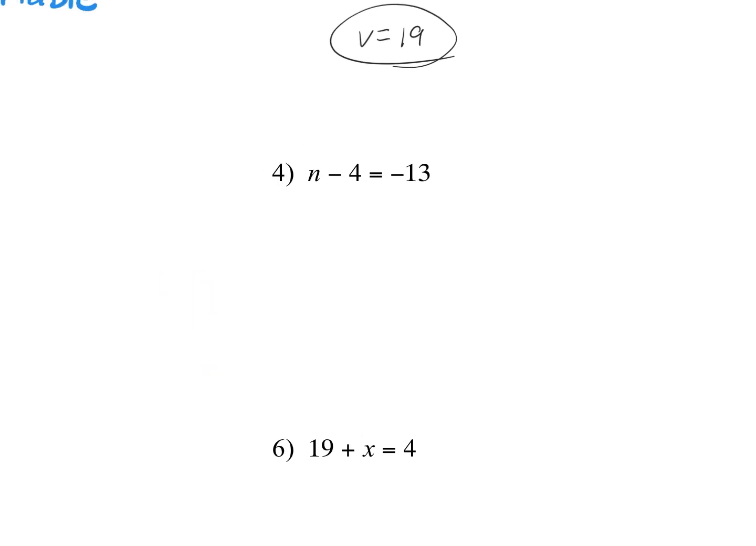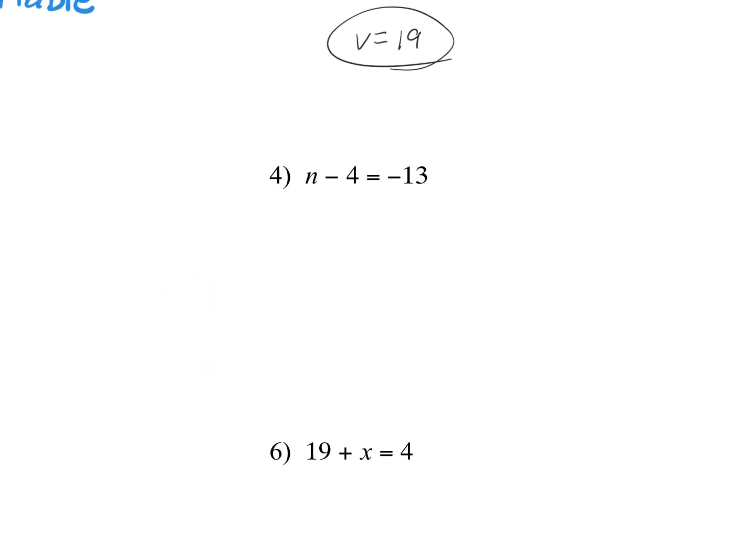Now looking at this one, same thing. I have n minus 4. Our variable that we want to isolate is an n. To get rid of something that's being subtracted, we want to add the same thing on both sides. The reason we're adding the same thing on both sides is because you can think of it like a balance, or like a scale. If n minus 4 is equal to -13, and I add 4 on just this side, it's no longer equal.